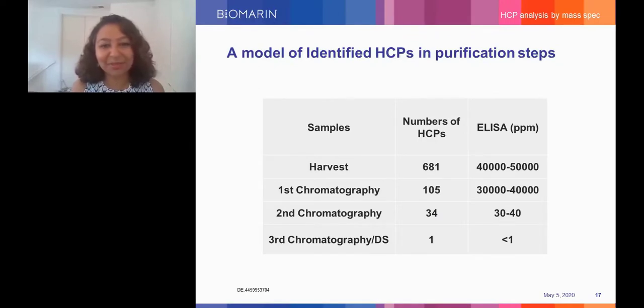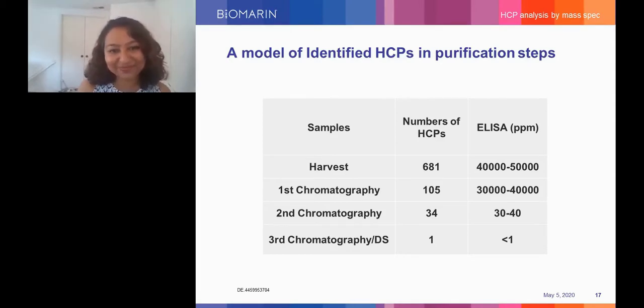These are just the numbers comparing HCPs to ELISAs in ppm. As I mentioned before, ELISAs don't tell you what is there, but they're pretty good at assessing the total quantity of all HCPs that the ELISA is able to measure. One can compare these and get an idea of how the two different orthogonal methods of measuring HCPs track, and they track very nicely together, so it's nice to see that.